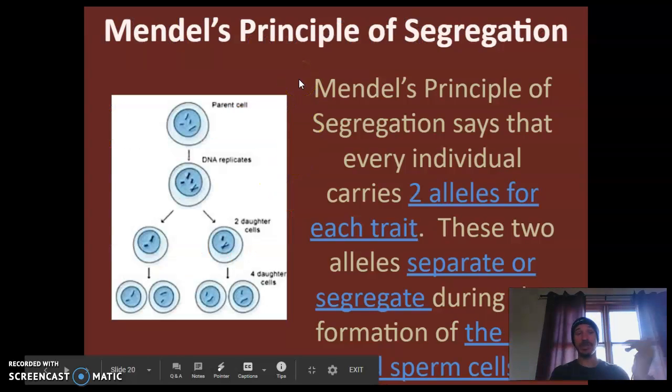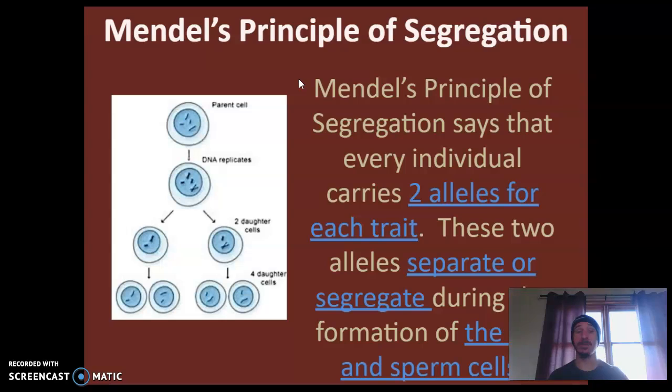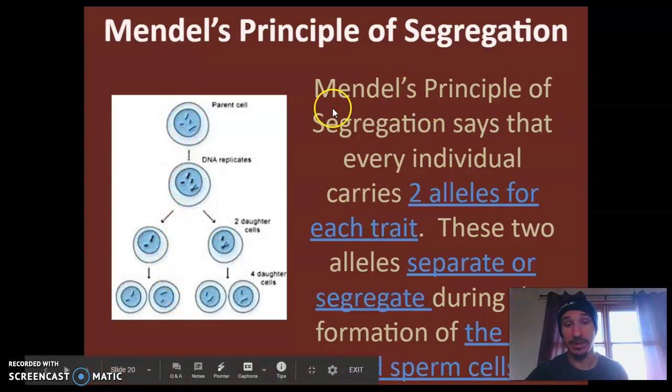Okay, so now let's jump into Mendel's principle of segregation. We talked about Mendel's law of dominance and recessive. Now his principle of segregation is kind of like what we just talked about. Mendel's principle says that every individual carries 2 alleles for each trait. These 2 alleles separate, or segregate, during the formation of sperm and egg, during meiosis. And that's basically what we just depicted on the last slide in that diagram, and we can see it here, again, depicted the same way.